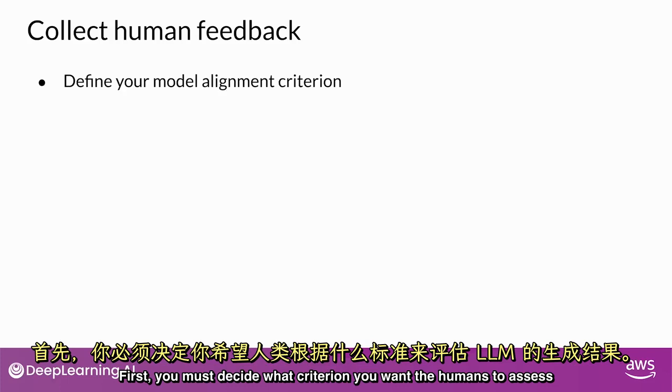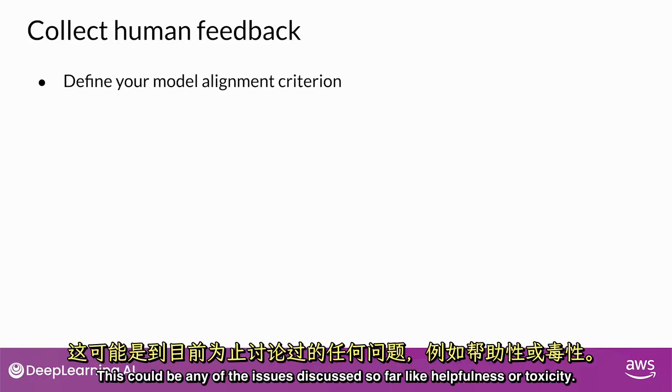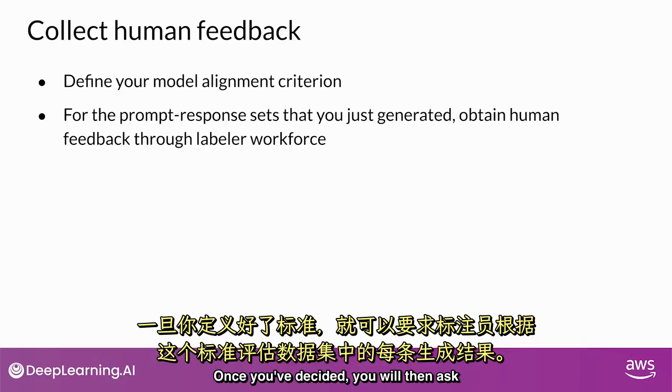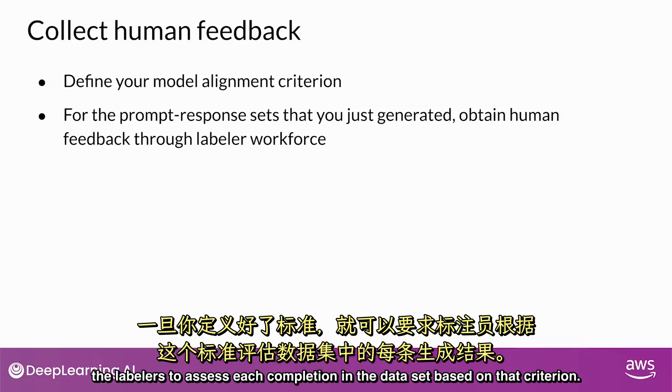First, you must decide what criterion you want the humans to assess the completions on. This could be any of the issues discussed so far, like helpfulness or toxicity. Once you've decided, you will then ask the labelers to assess each completion in the dataset based on that criterion.